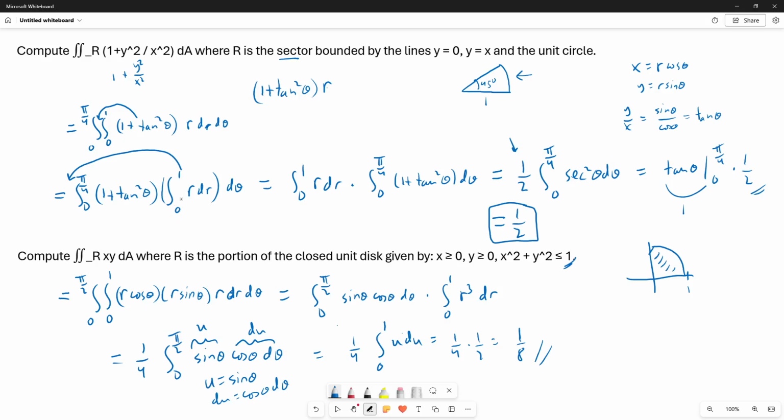So this is a polar coordinate transformation with a very special ratio here. y over x is tan theta. And in both examples, we had separable integrands. That means that we have a function of theta times a function of r, and when you're doing a double integral, then it just turns into the product of two integrals.